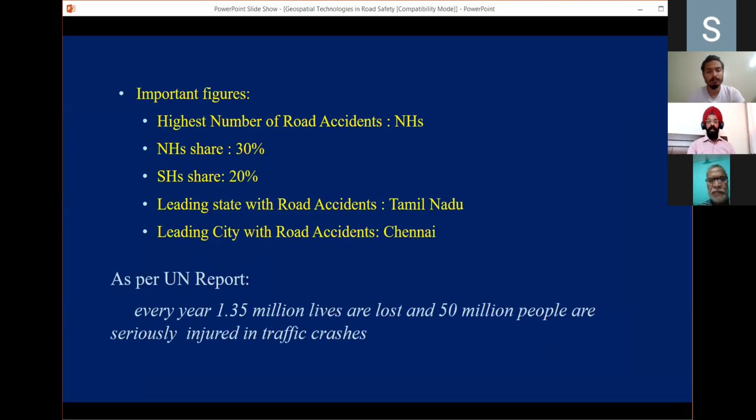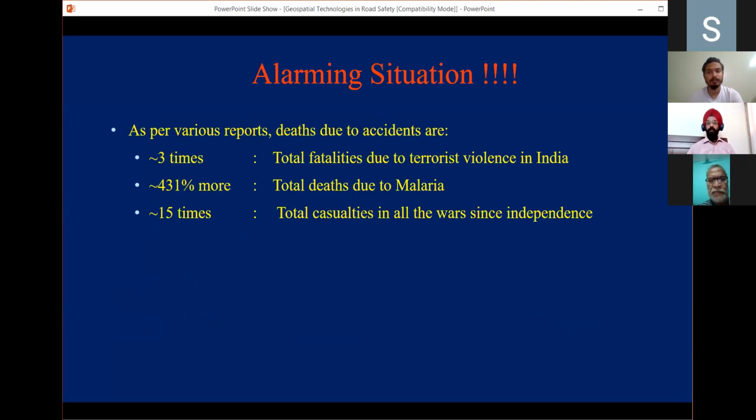As per UN reports, every year 1.35 million lives are lost and 50 million people are seriously injured in traffic crashes. So we should be torchbearers. Whether we are in a technical team or not, as a standalone person also, I must take care, I must take initiative, and I must create awareness. Of course this is an alarming situation. As per various reports, deaths due to accidents are approximately 3 times the total fatalities due to terrorist violence in India. Can you believe this?